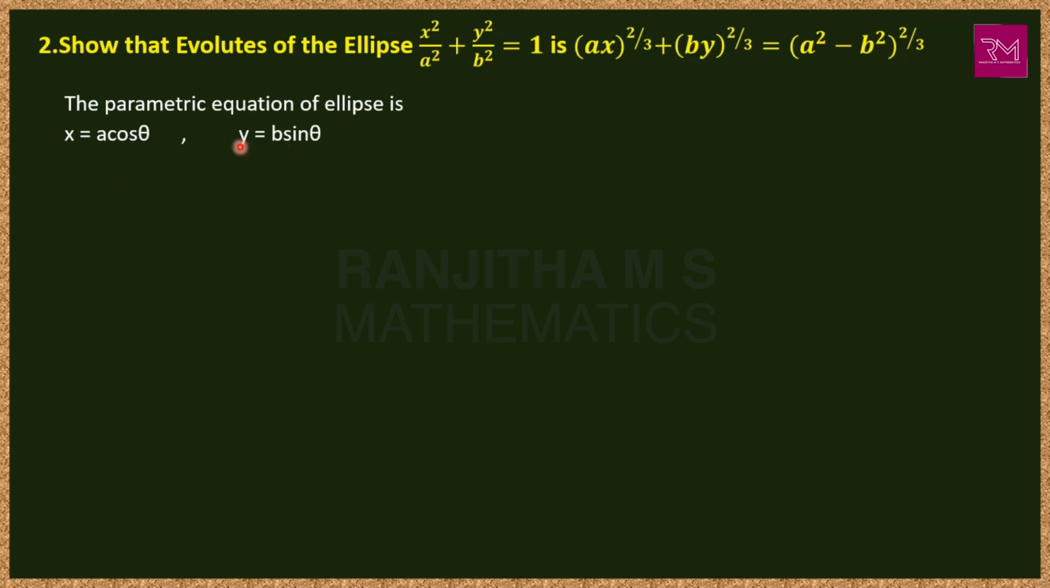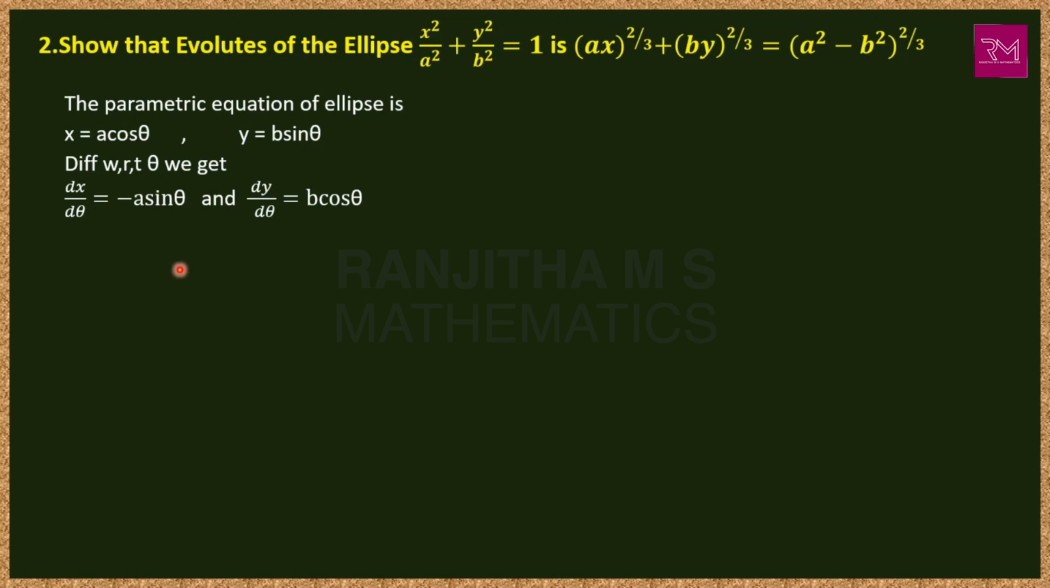First differentiate x with respect to theta, we get dx by d theta, which is equal to a into the differentiation of cos theta, which is minus sin theta. Hence we get dx by d theta as minus a sin theta. And differentiating y with respect to theta, that is dy by d theta, equals b, which is constant, take as it is, into the differentiation of sin theta, which is cos theta. Here we have dx by d theta and dy by d theta.